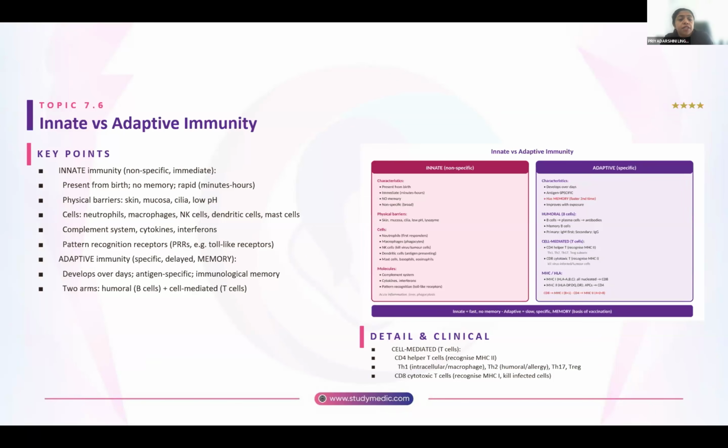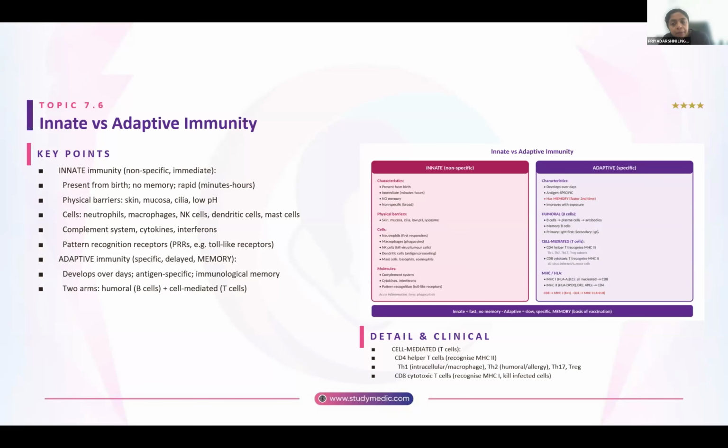What are the physical barriers? Your skin, your mucosa, your cilia, and low pH. All these are examples of your innate immunity. Cells like your neutrophils, macrophages, natural killer cells, and dendritic cells are the various cells associated with innate immunity. The complement system, your cytokines or interferons, are also seen with innate immunity. And your pattern recognition receptors, which are called PRR, like your toll-like receptors, are also a part of innate immunity.